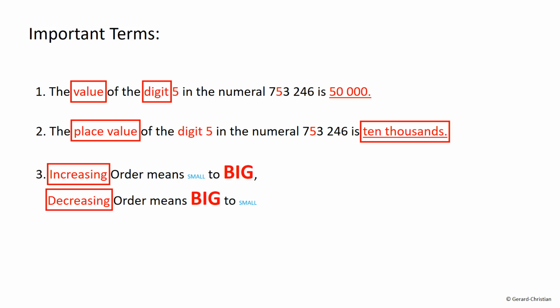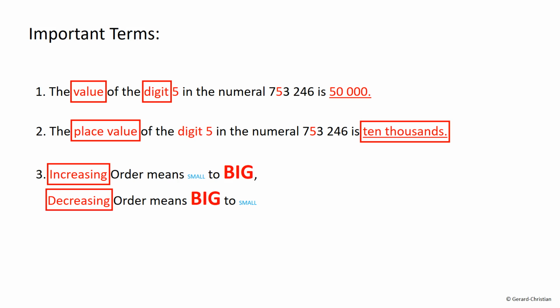Alright, number 2, the place value of the digit 5 in the numeral 753246 is 10,000. Place value, this is the keyword over here, of the digit 5. So in this case they're asking you the digit 5 is in what place, so the answer should be 10,000. Okay, lastly, increasing order means from small to big, decreasing means from big to small. This one you all should know by now, but just make sure you don't make careless mistakes. Even people who are very good in maths also make these mistakes once in a while.